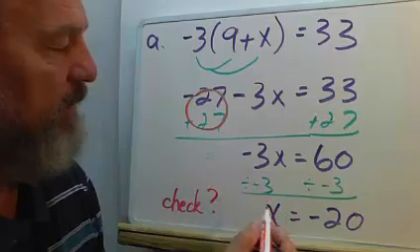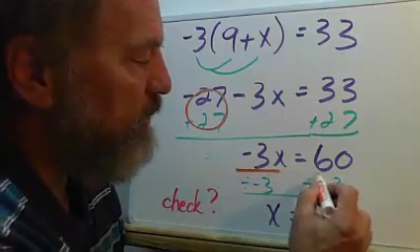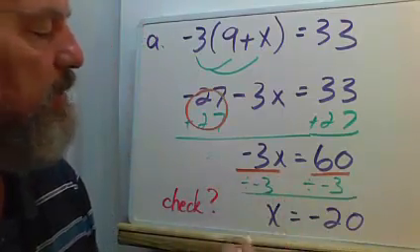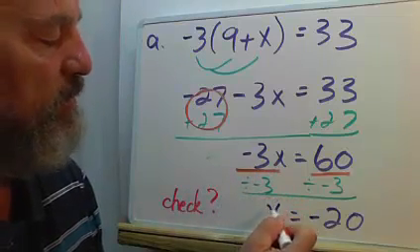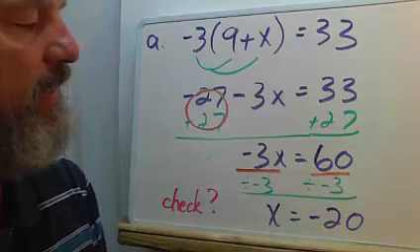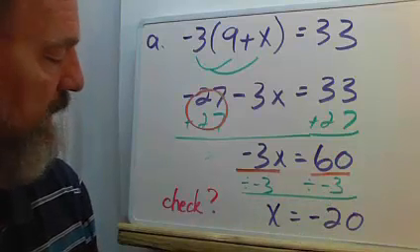Divide both sides by negative 3. I'd like you to get used to doing it like this, dividing by negative 3, but I wrote it out. Negative 3x divided by negative 3, of course, is positive x. 60 divided by negative 3 is negative 20.